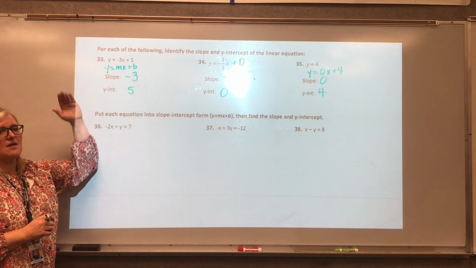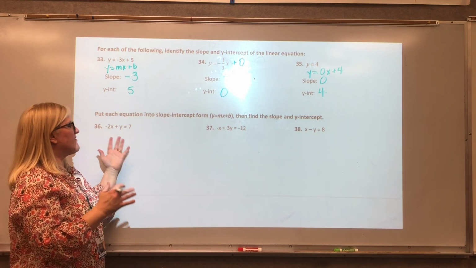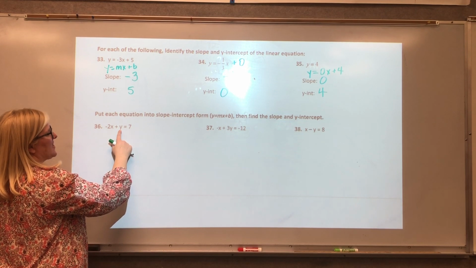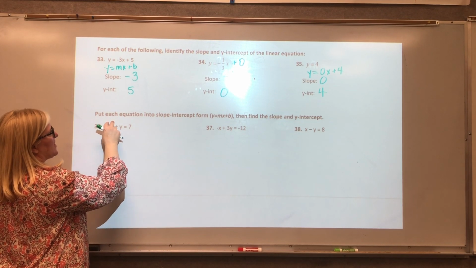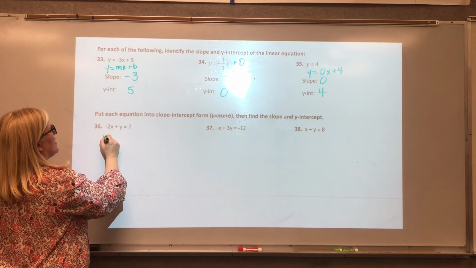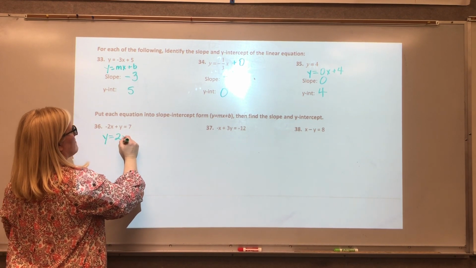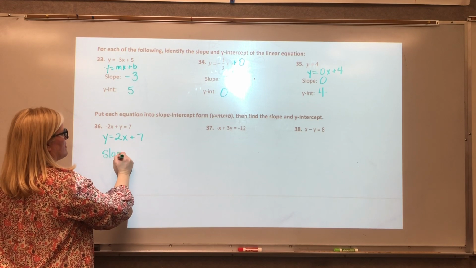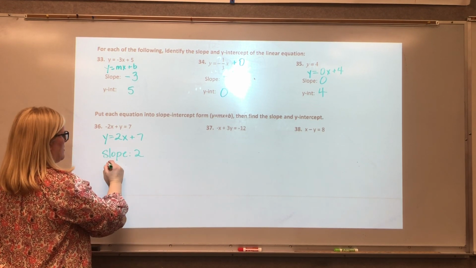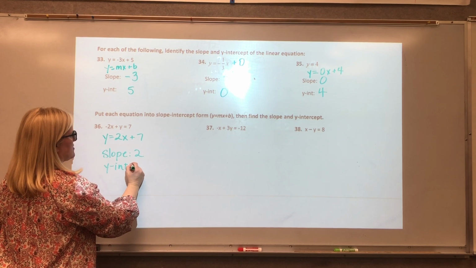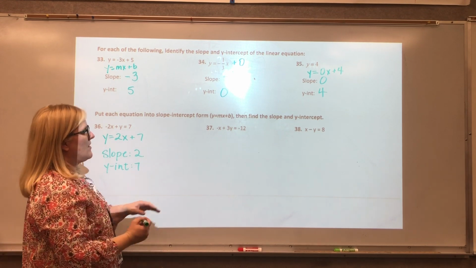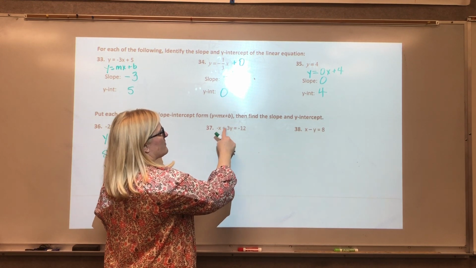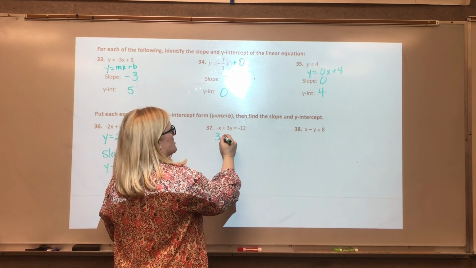All right, put each equation into slope-intercept form, then find the slope and y-intercept. So basically the same thing as up here, but this time we have to put it in the right form. So here I have my y. I want to get that by itself. So I'm going to pick up this -2x and move it over here and change the sign. Okay, so my slope is 2. My y-intercept is 7.